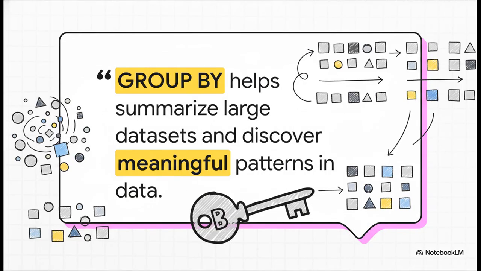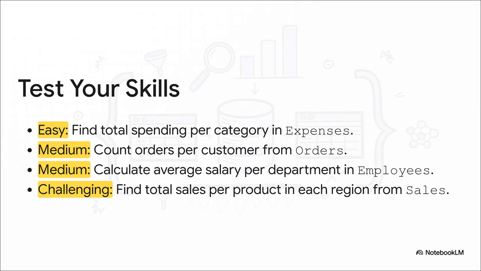So if there's one thing to take away, it's this. Group By is the key that lets you find the hidden patterns in your data. It's the tool you use to turn a whole lot of noise into actual useful information and to turn chaos into clarity. Okay, now it's your turn to play detective.